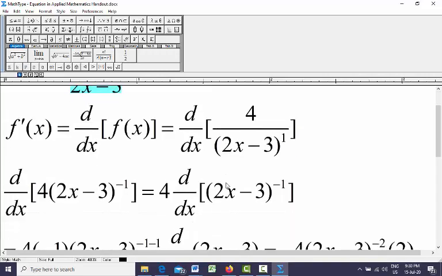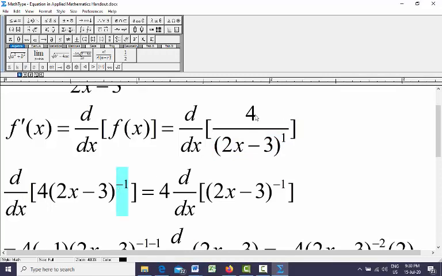As I said in my last class, if you have the variable in the denominator, to process it, you need to lift it up. That means you need to move it up. If you move this one up, the power will become negative.